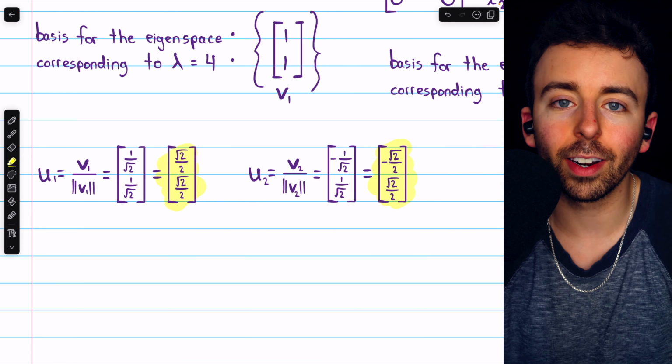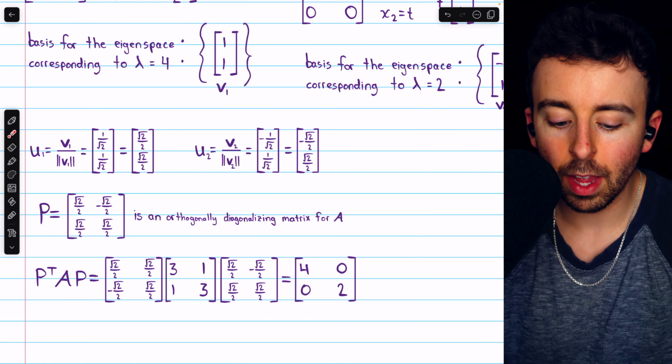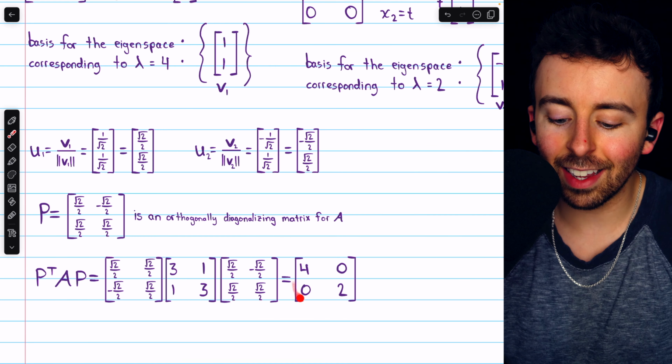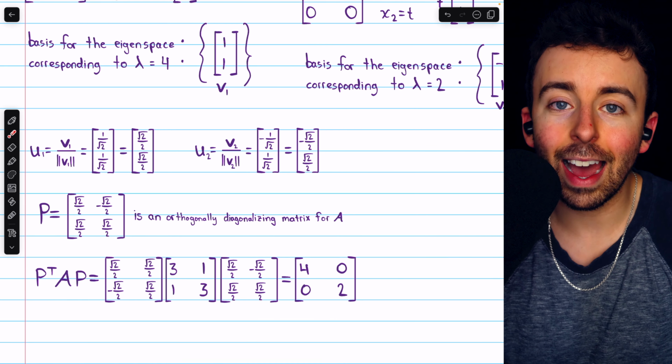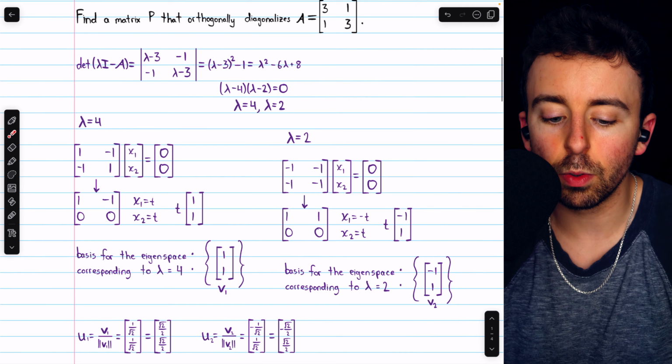And there it is. P transpose A P, which is the same as P inverse A P, since P is orthogonal, looks like this. There's P transpose, there's A, there's P, and if you do all this multiplication, you get this diagonal matrix. It's a diagonal matrix with the eigenvalues of A on the diagonal. The eigenvalues are in the order corresponding to the eigenvectors that were used to construct P. The first column of P is the eigenvector corresponding to 4. That's why 4 appears first in this diagonal matrix. So that's how to orthogonally diagonalize a 2 by 2 symmetric matrix.